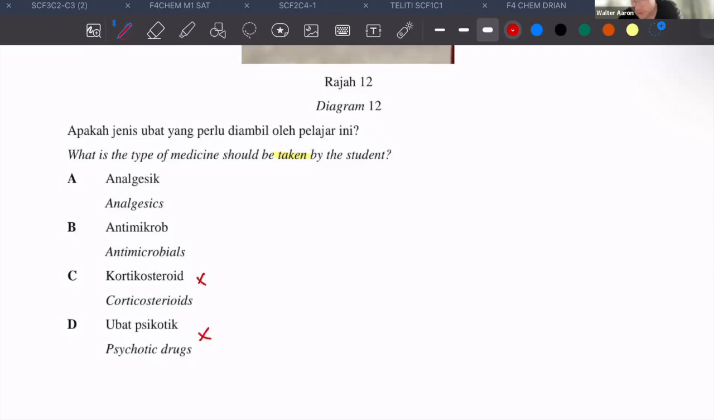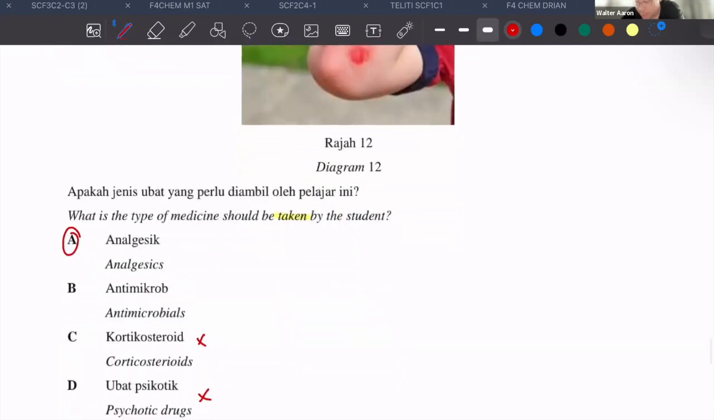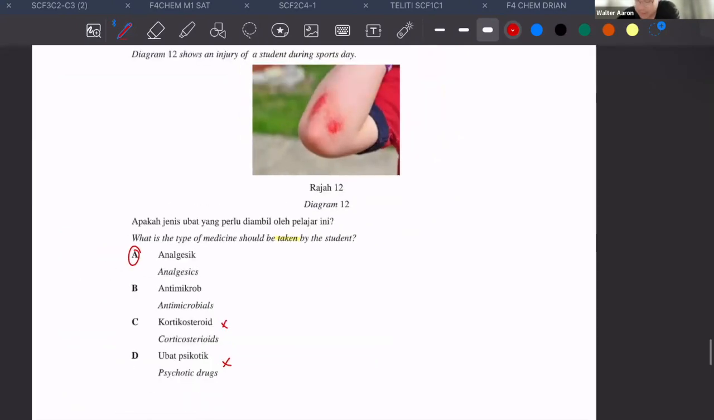Now there's a choice between analgesic and antimicrobial. You may get some infection there if you leave it for too long. But if you think about it, the person just fell down, so pain comes first, then infection. So it's most likely analgesic first. Antimicrobial will be more important when you get the infection later on, when you get fever and some weird sensation in your body. But for now, because it's very painful, the person should take analgesic first. So therefore, the answer is A.